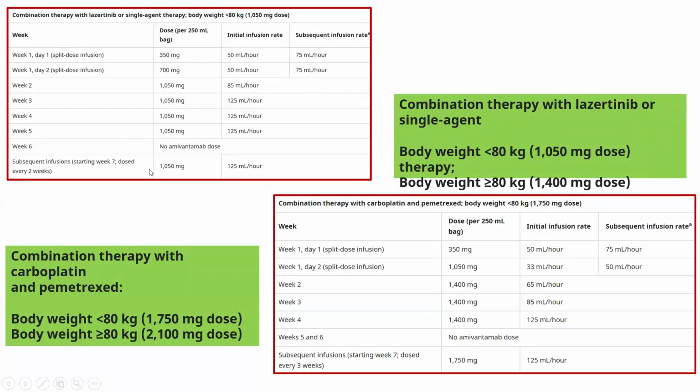Another difference in the dosing between when you give it with lazertinib or when you give it with the chemotherapy, PEM carbo, is that when you give it with lazertinib, you give only from week 1 to week 5. You don't give week 6. When you combine with the chemotherapy, then you do not give week 5 also. So it is only week 1 to week 4. Week 5 and week 6 we do not give, and subsequently we start the infusion on week 7.